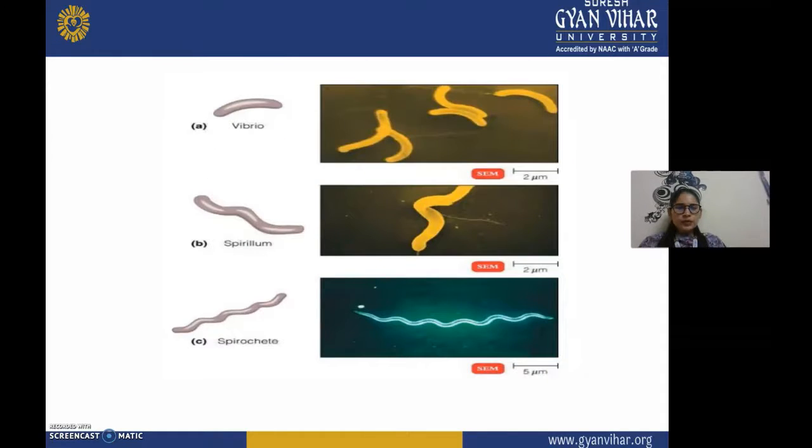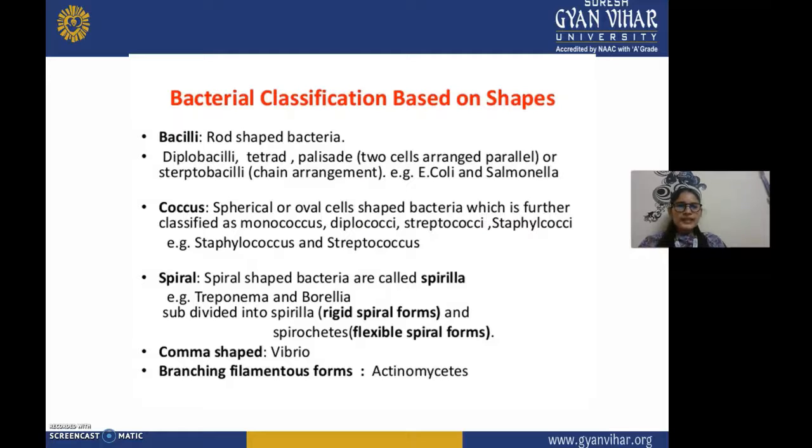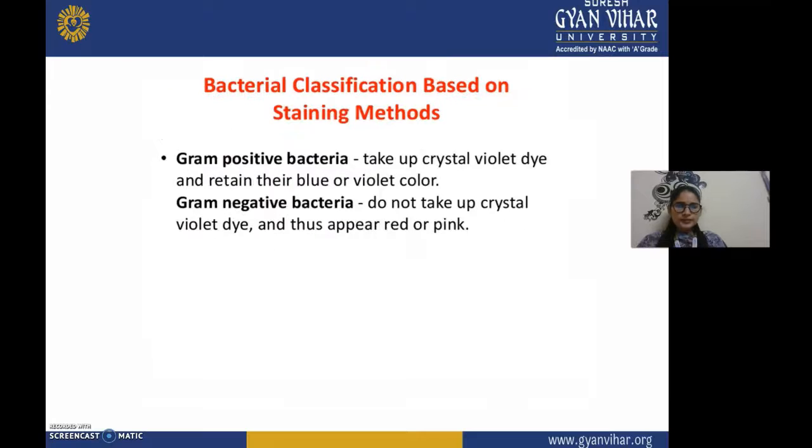Now these are vibrio, spirillum and spirochetes. The other shapes we have are star-shaped bacteria and rectangular bacteria. Now, bacterial classification based on shape. It includes bacilli, rod-shaped bacteria; coccus, spherical or oval-shaped bacteria; spiral-shaped bacteria called spirilla; comma-shaped bacteria, for example vibrio; and a branching filamentous form, actinomycete.